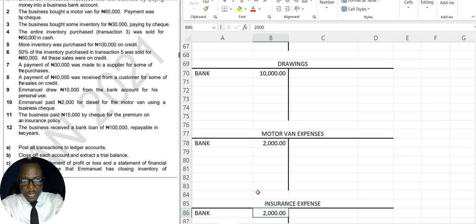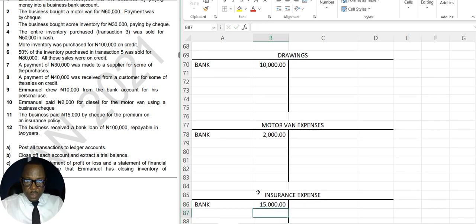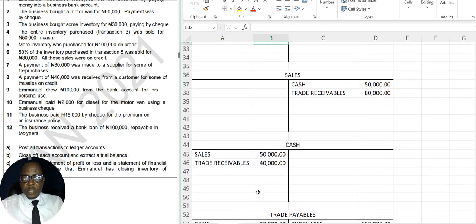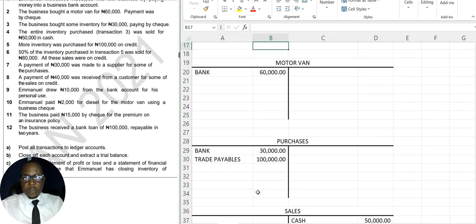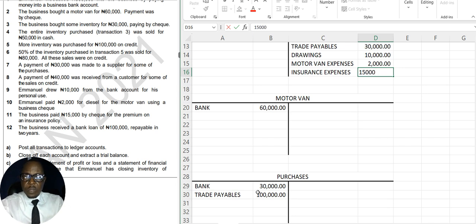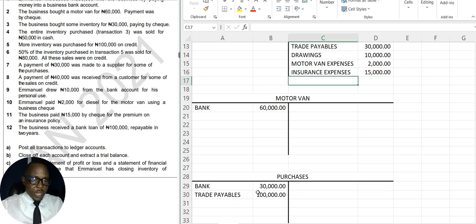Now 15,000 naira. Okay, so bank is supposed to pay out. Bank is paying out this amount, 15,000 naira. That's insurance expense or premium, whatever you want to call it. I'll put expense here, 15,000 naira. All right, that solves that. Paid 2,000 naira for diesel, we have done that. The business paid 15,000, we have done that.